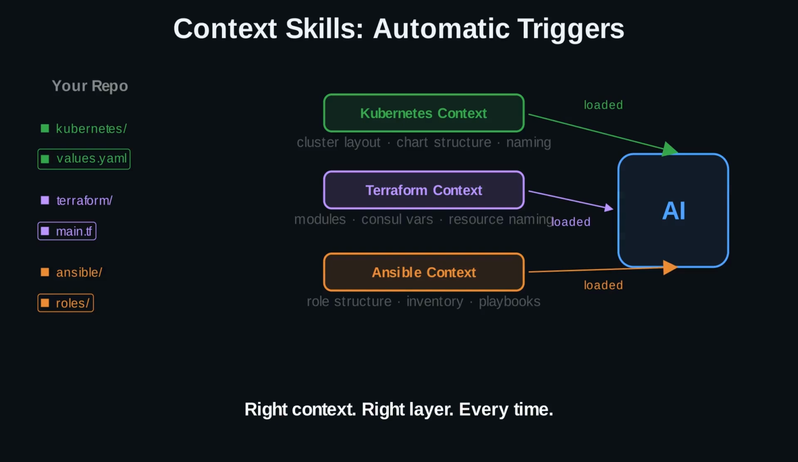The result is that Claude goes from "what's your setup?" to "I see you're adding a service. Here's how it should be structured given your chart layout," without me typing a single word of explanation. The AI hits the ground running every session on every file type automatically. That's context skills. Task skills are reusable workflows wrapped in a single command.